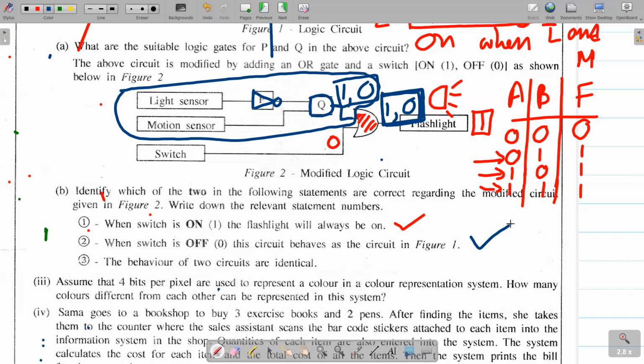And the third one says the behavior of the two circuits is identical. No, that's different. When the switch is on, it is always on. It doesn't matter what kind of input it is going to receive from the other two sensors. So it's not identical, people. Okay, people, are you clear with this?